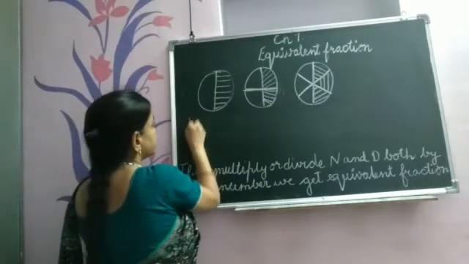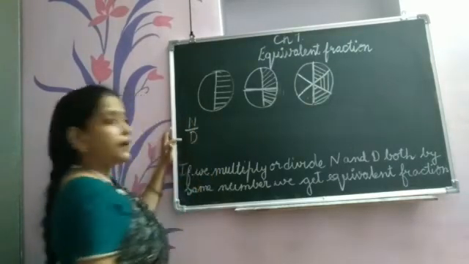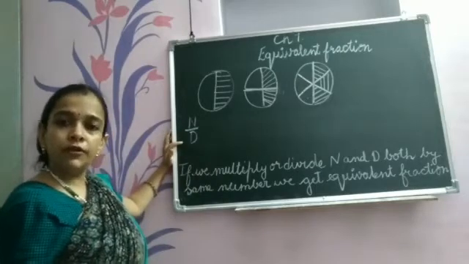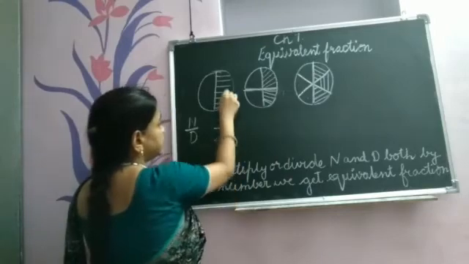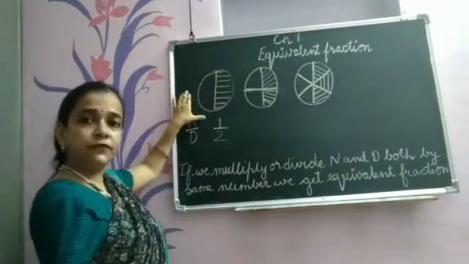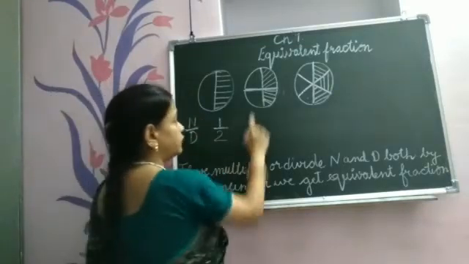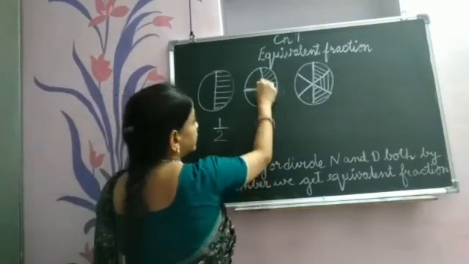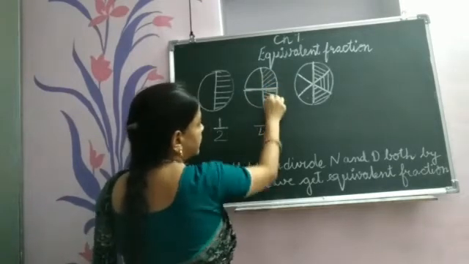To write a fraction, we have to write it in the form of n upon d, and d denotes the number of total parts. And here the number of total parts is 2 and the shaded part is 1. So the fraction for the shaded part of this figure is 1/2. Now what is the fraction of this figure? Let us count the total parts. Total parts are 4 and the shaded parts are 2.